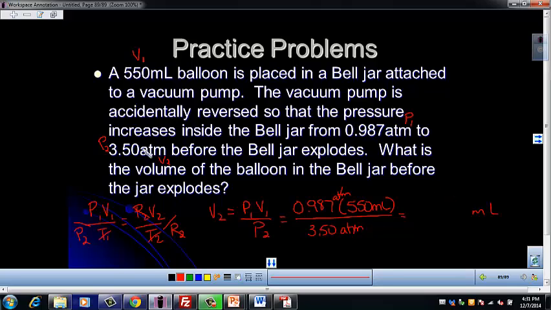But you can see that I only have 2 sig figs in this problem. So you should have an answer of 160 milliliters. If you gave that to me in liters, that would be fine as well.